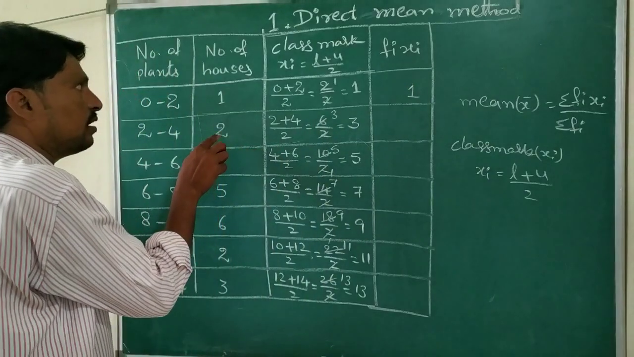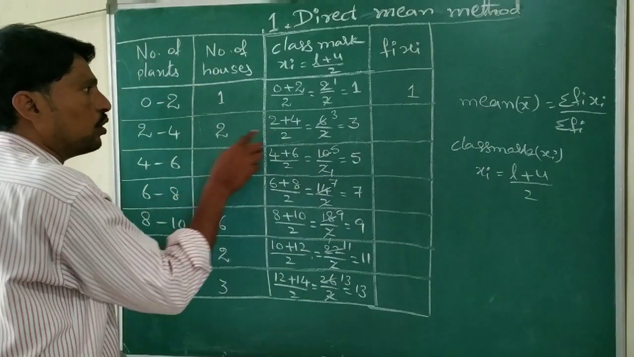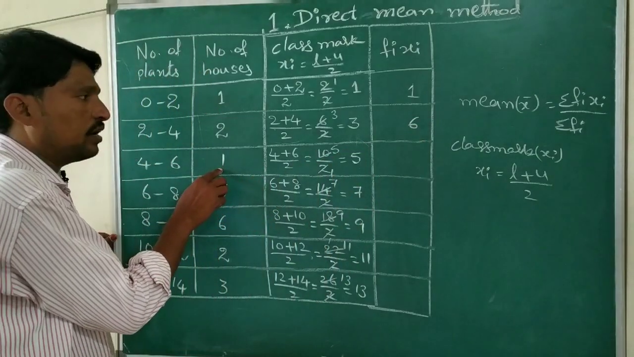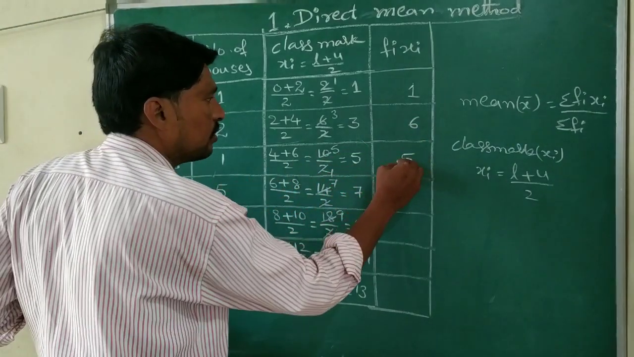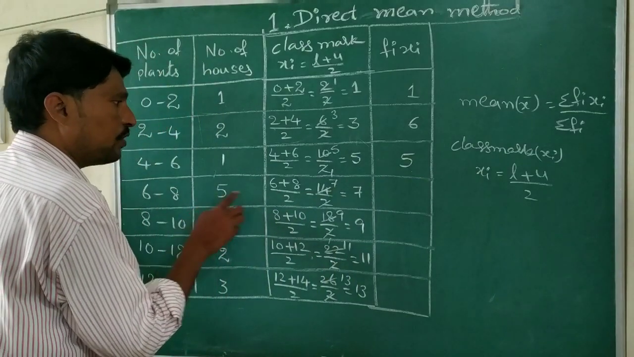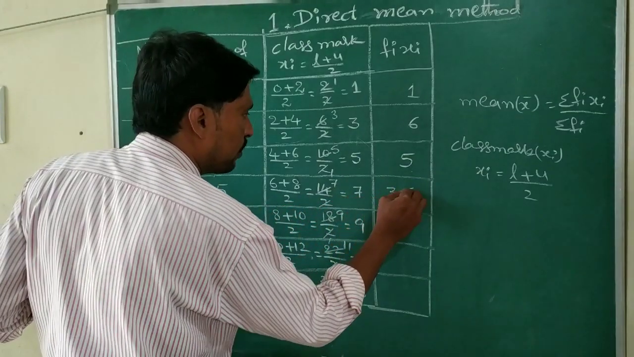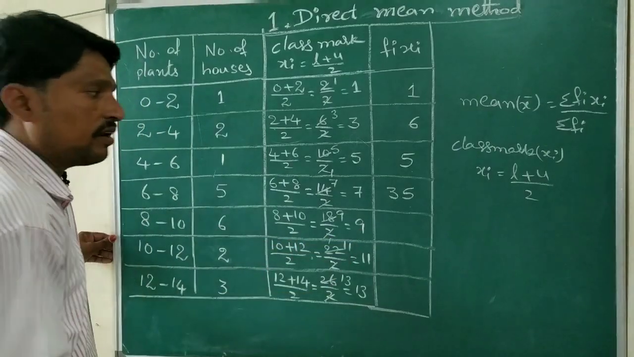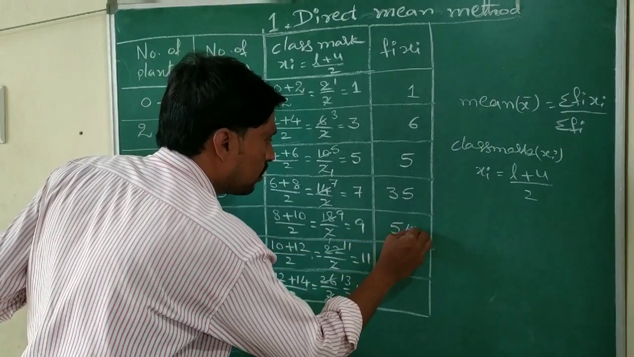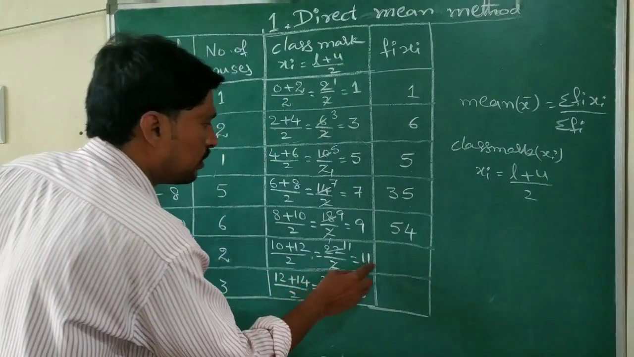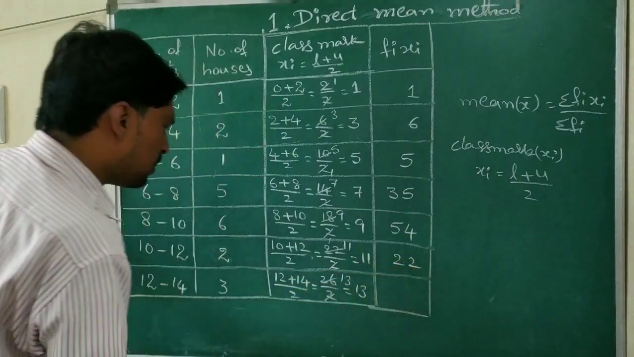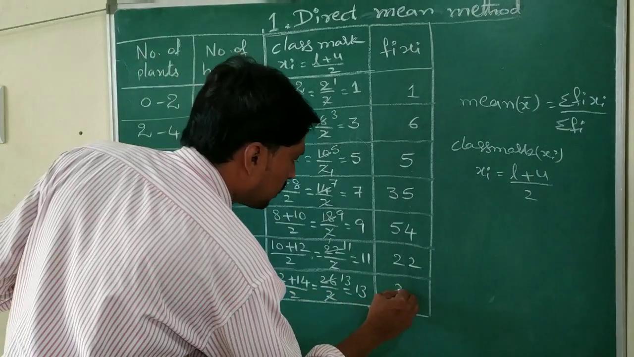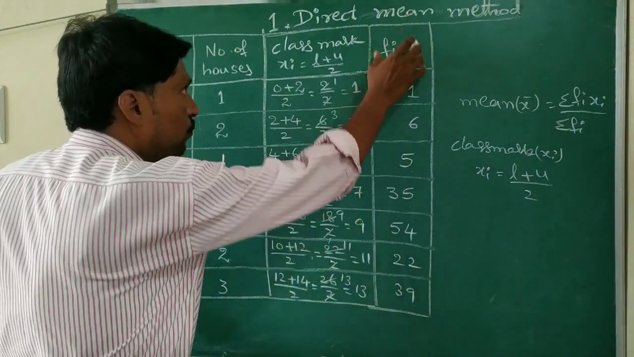Next class interval, frequency is 2, into 3, 6. Next one is 1 into 5, 5. Next, 5 into 7, 35. 5 7s are 35. 6 into 9, 6 9s are 54. Next, 2 into 11, 22. Last class interval, frequency is 3, class mark is 13. 3 into 13, 39. Now we need to find sigma.